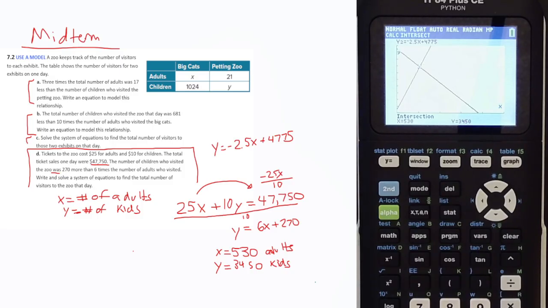And then remember this, you got to be careful. It says the total number of visitors. So you just add this up. 530 plus 3,450 is 3,980. There were 3,980 total visitors that day.